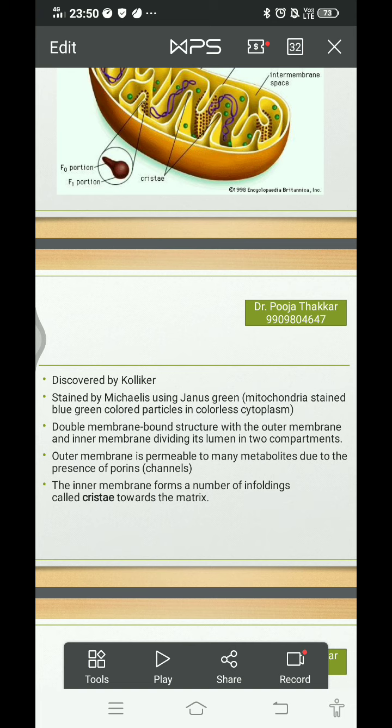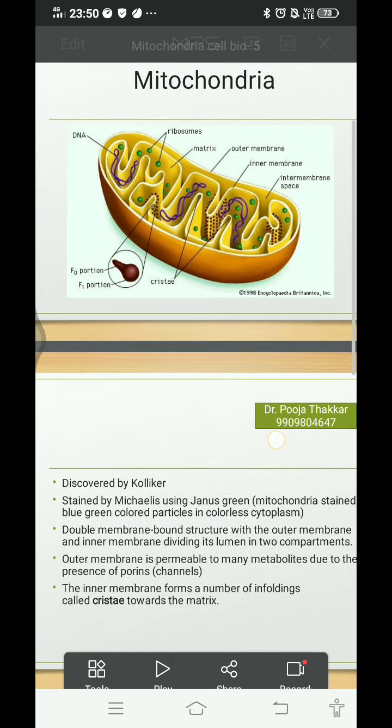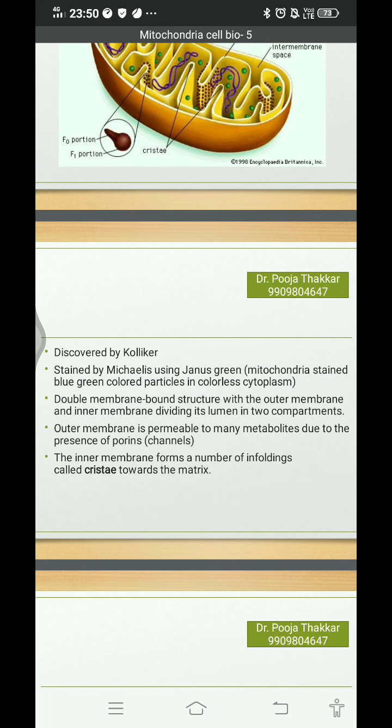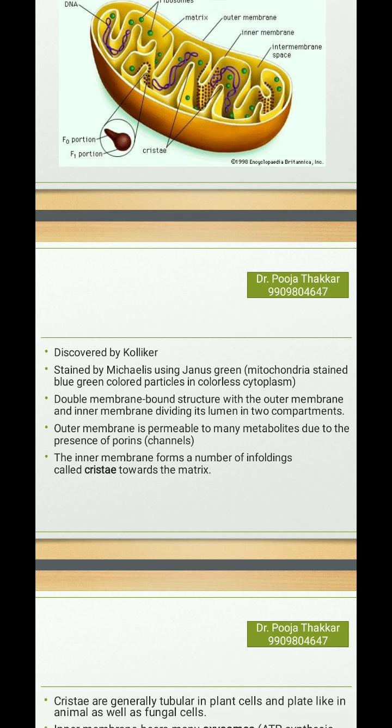Now one thing I've forgotten is the intermembrane space. That intermembrane space is the space between the two membranes, that is the outer membrane as well as the inner membrane. Fine. Now the outer membrane is basically a permeable membrane which allows metabolites to come in or go out by the presence of specialized proteins called porin proteins, which form channels for the transportation of molecules across the membrane.